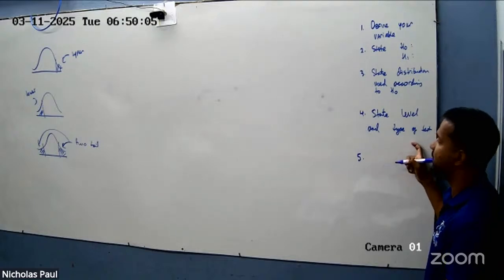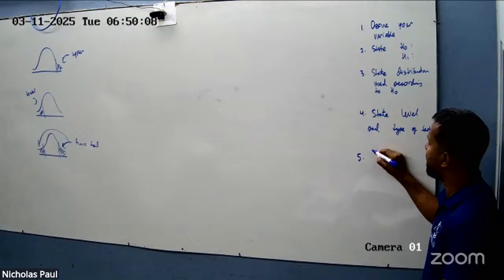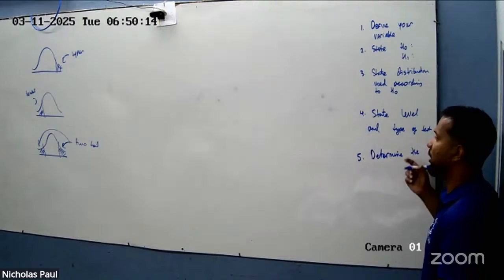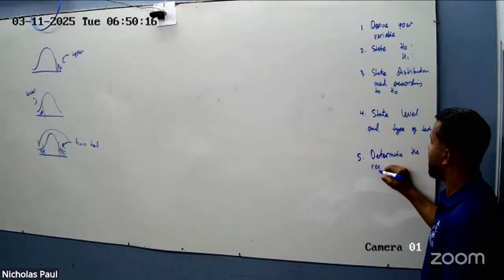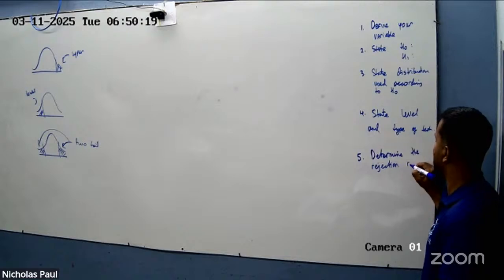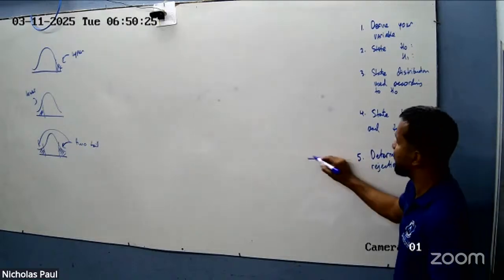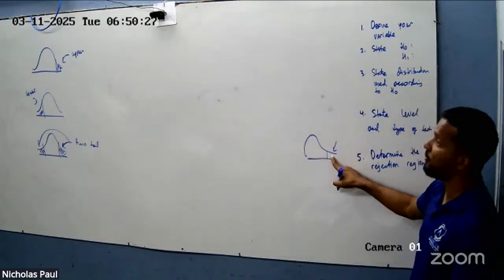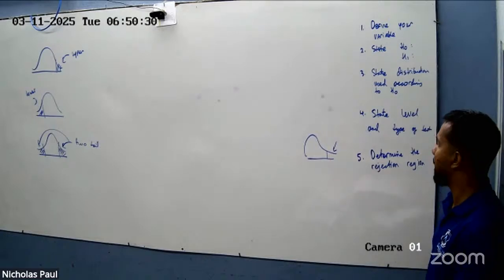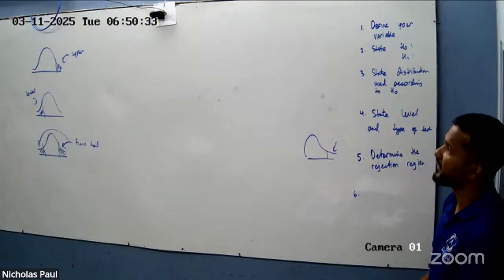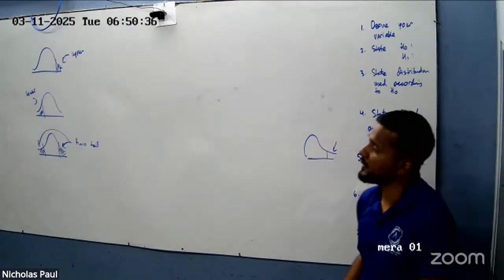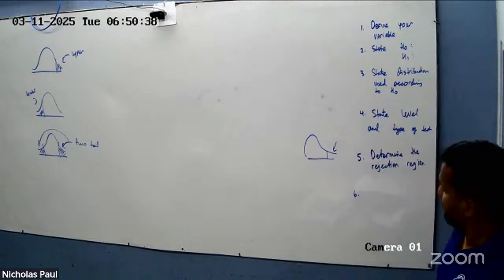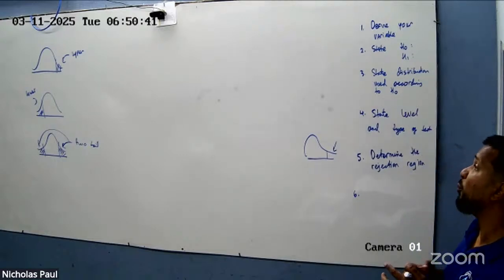Darian said after you do this, you have to determine the critical or rejection region, to determine the rejection region. Like in the chi-squared, we learned that the rejection region is here. Right? We know the rejection region, so what is step 6?